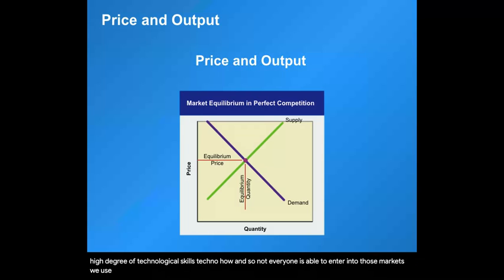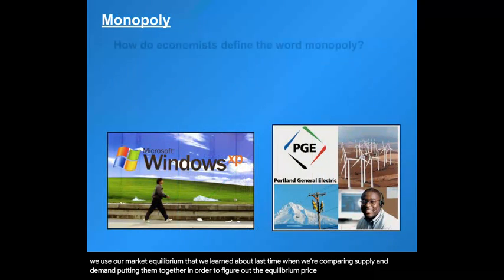We use our market equilibrium that we learned about last time, when we're comparing supply and demand, putting them together in order to figure out the equilibrium price.